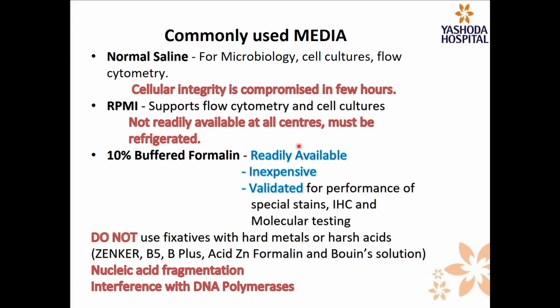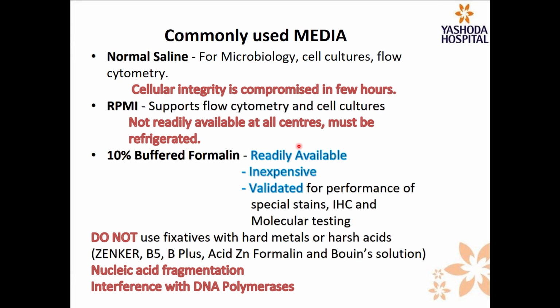It supports flow cytometry and cell cultures, but the disadvantage of RPMI is that it's not readily available at all the centers and it needs refrigeration. And the disadvantage with normal saline is that the cellular integrity is compromised in a few hours. So if we want to prepare a cell block and carry out the histopathology examination as well as IHC and ancillary molecular testing, we need to fix our cell block samples in 10% buffered formalin. It's a very readily available, inexpensive media, validated for performing the tests, special stains, and IHCs.